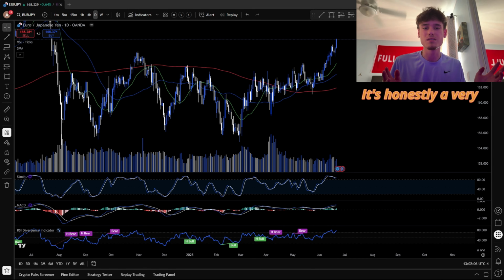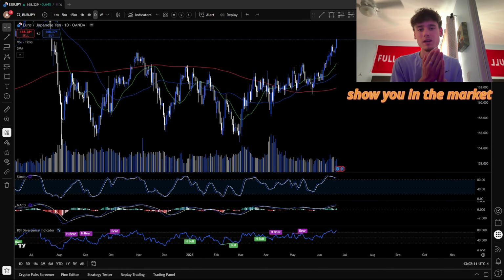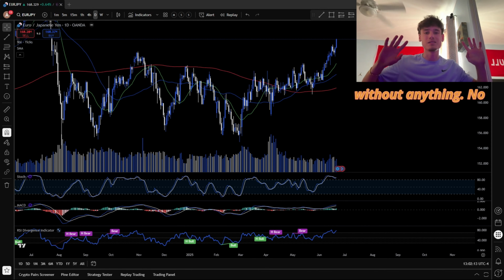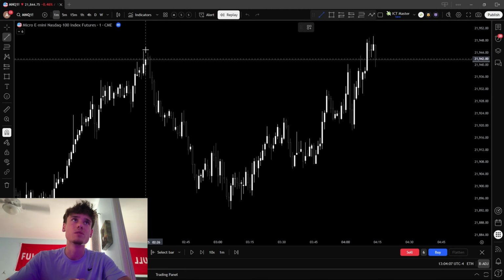And ICT is honestly a very nice, easy, simple strategy that I'm going to show you in the market without anything, no indicators, nothing. I don't know if it's just me, but I find this looks much cleaner and much better. Not one indicator, not one MACD, RSI, stochastics, moving averages, none of that. It's just nice and simple, nice and easy to read. I can just look at the candles and make them talk to me so I can see my entries.